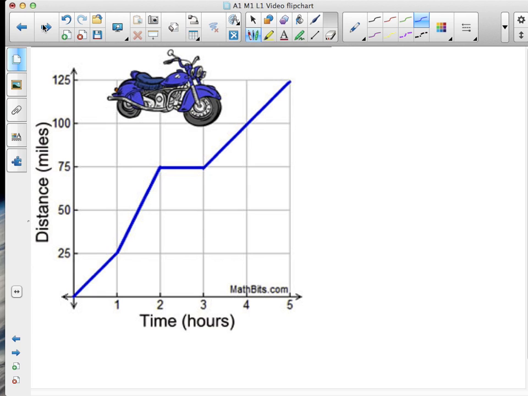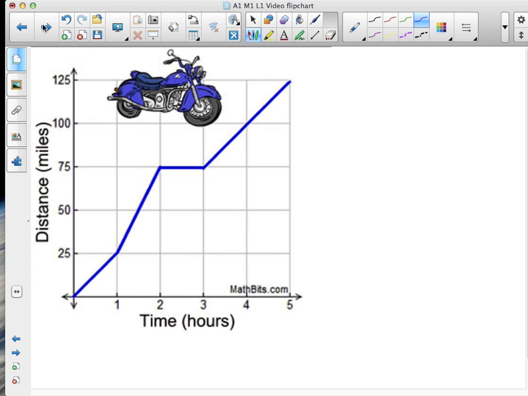And from 1 to 2 hours, now they're going a little faster. They're going from 25 miles to 75 miles. So they have traveled 50 miles in 1 hour. So the first part, you're going 25 miles an hour. Then they're doubling it to 50 miles an hour. Then from hour 2 to 3, we have a flat line, meaning they didn't go anywhere. Their miles have stayed the same, so maybe they stopped for lunch.